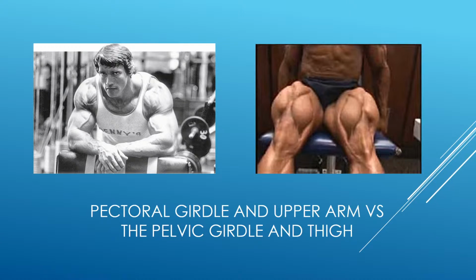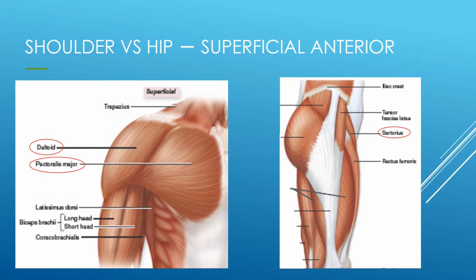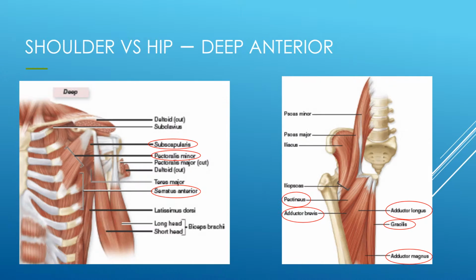We will now look at the pectoral girdle and the pelvic girdle. The obvious difference between the shoulder and the hip is that the anterior muscles at the hip are longer and more lateral than those at the shoulder. The deep anterior muscles of the pelvis are strong, vast adduction muscles, whereas the pectoral girdle has several smaller and more numerous muscles, and that offers a wider range of motion.